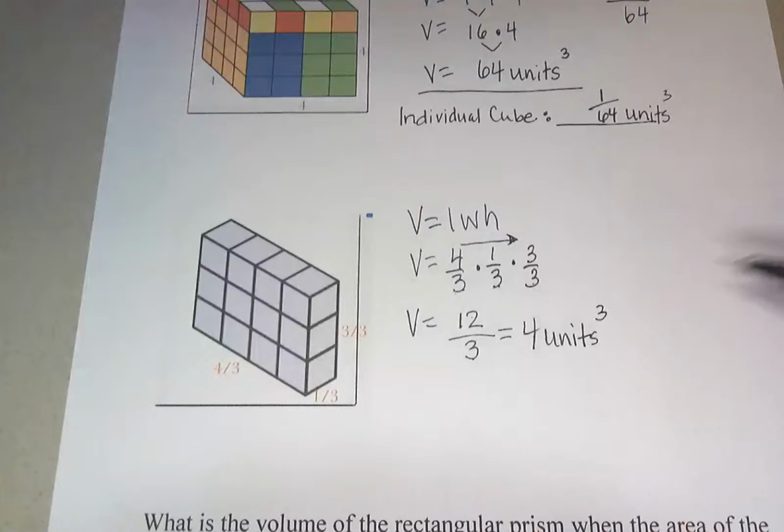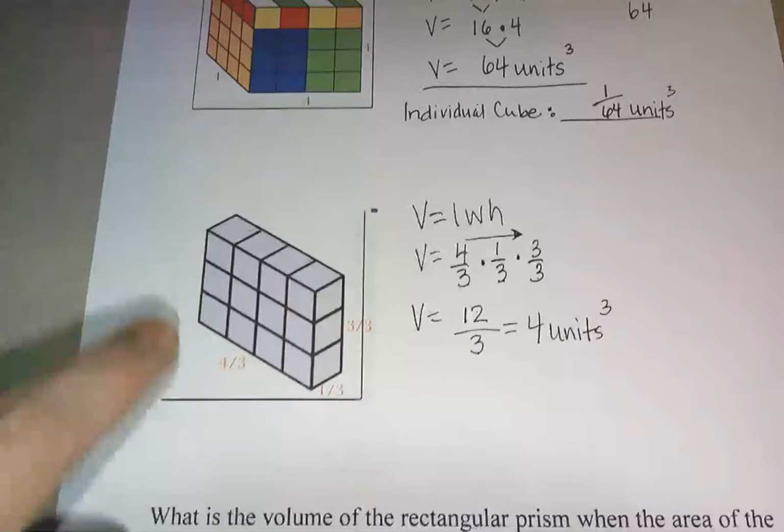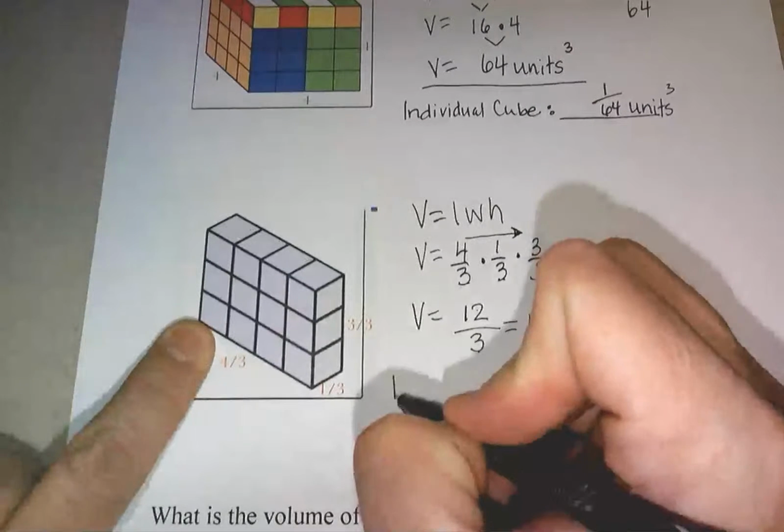cubed. All right? Now you're going to say, well, how much is one little piece? The individual cube.